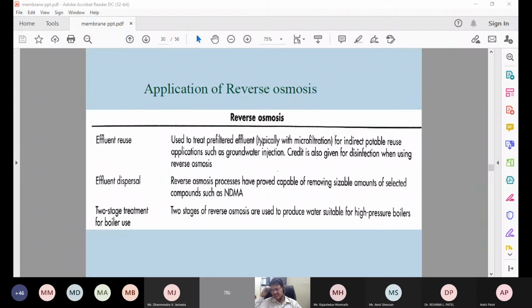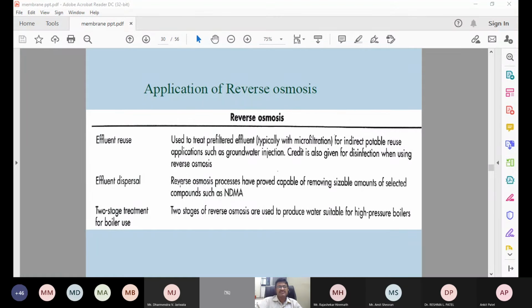Only thing is that you have to give some disinfection. Otherwise, reverse osmosis is capable of removing all the bacteria and viruses also. You can directly drink also after reverse osmosis. No need for disinfection, but to be very sure, you can disinfect also. Otherwise, if the water is passing through RO system, generally it is bacteria free and virus free.